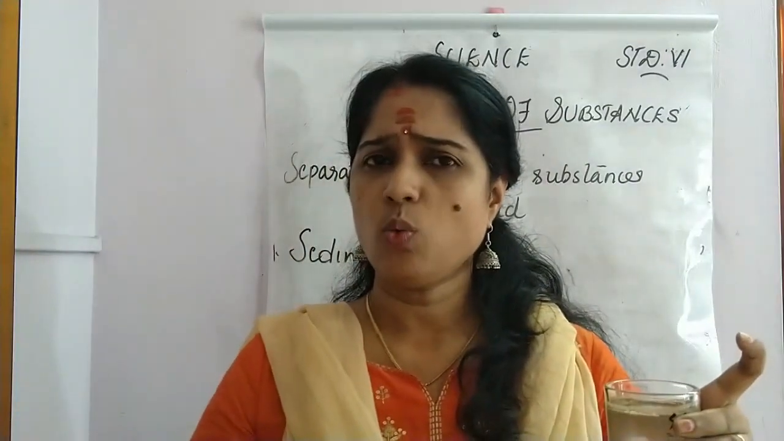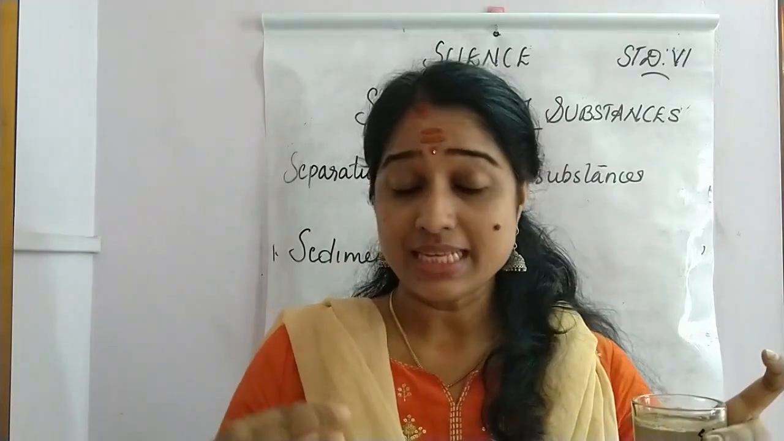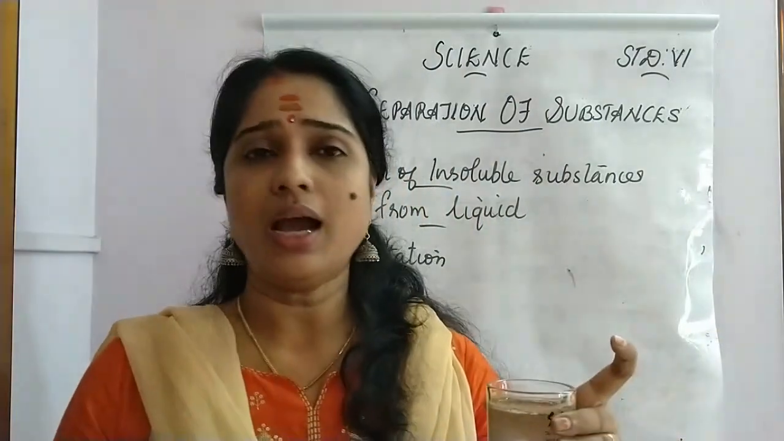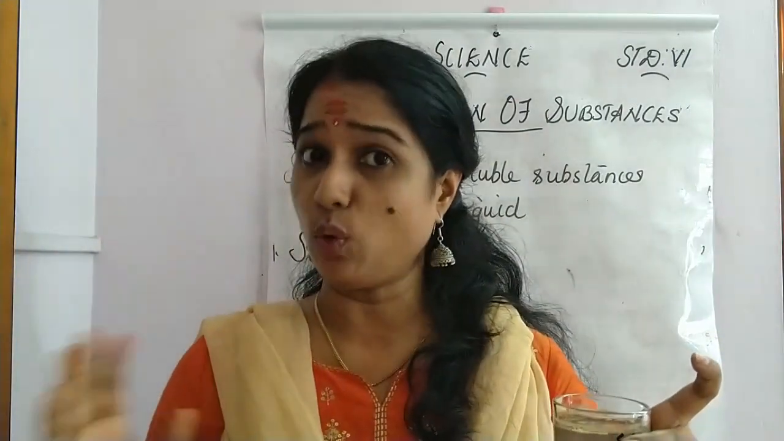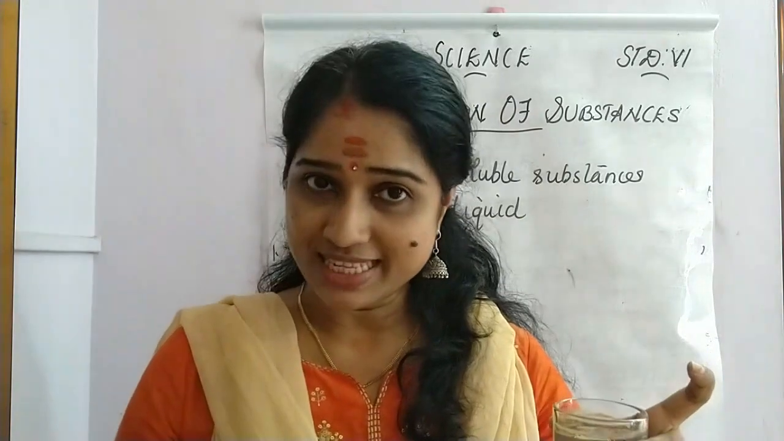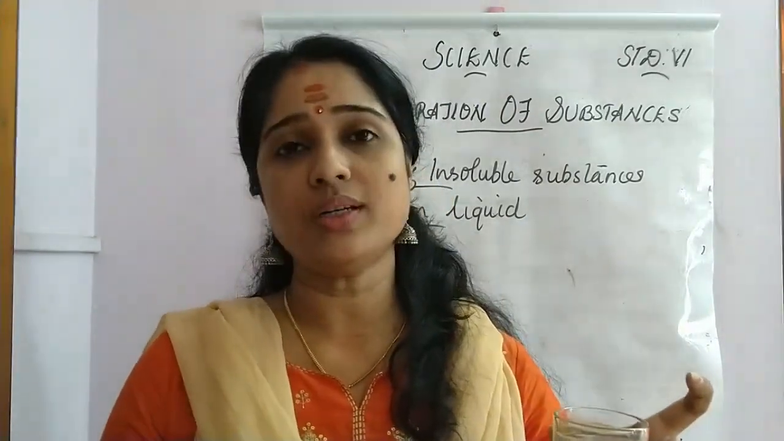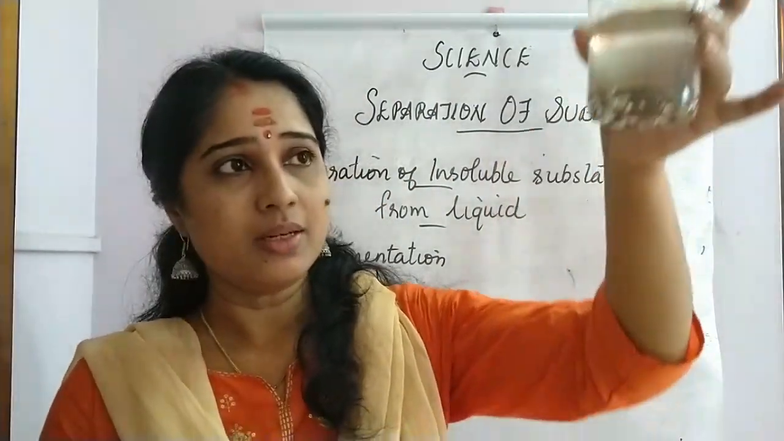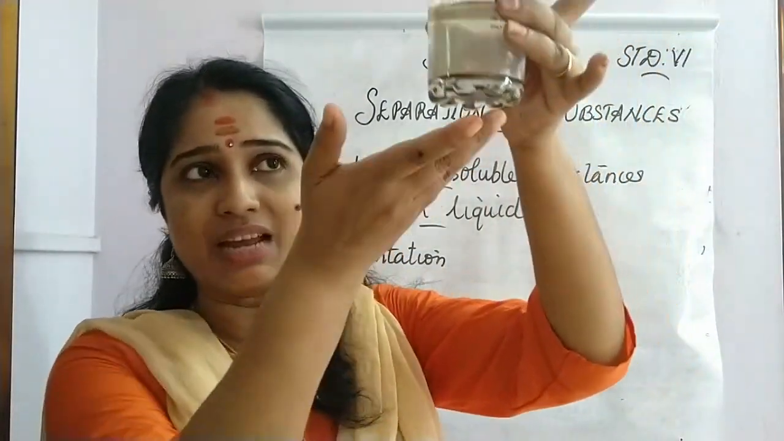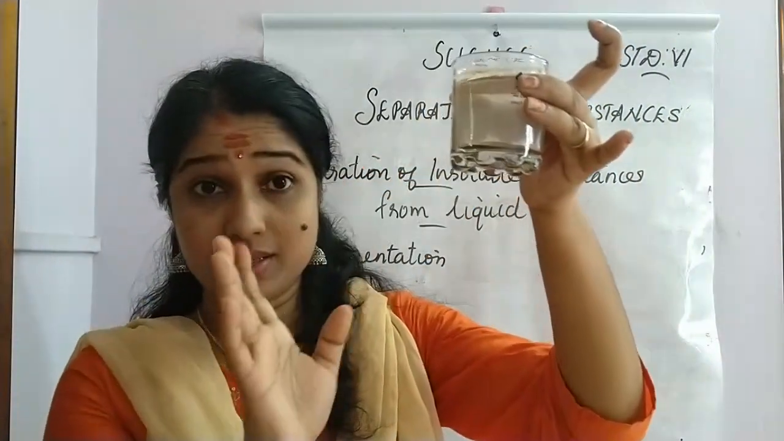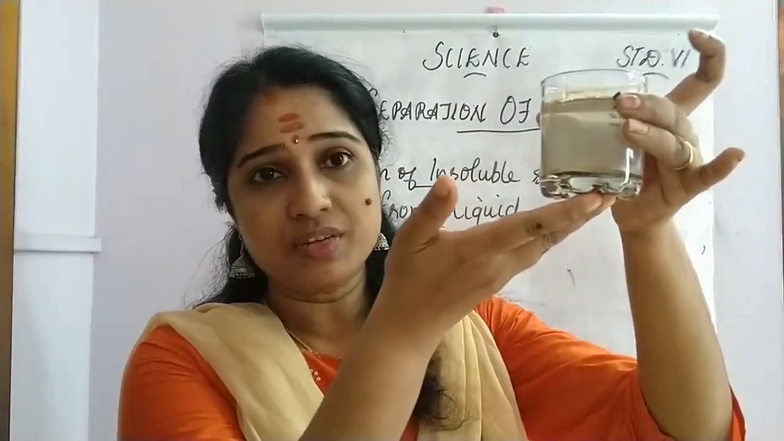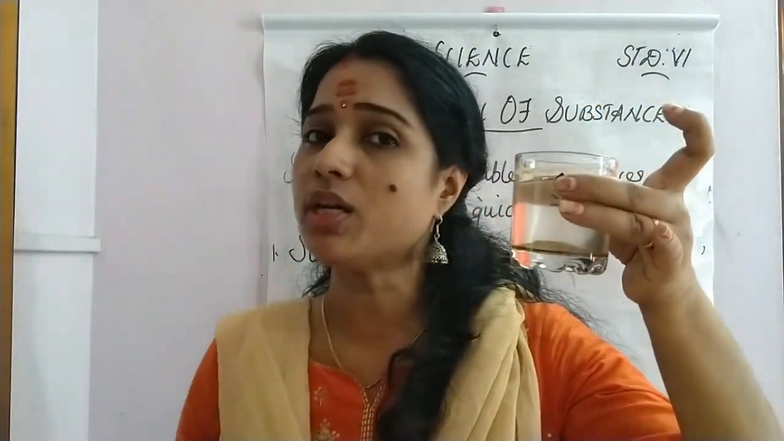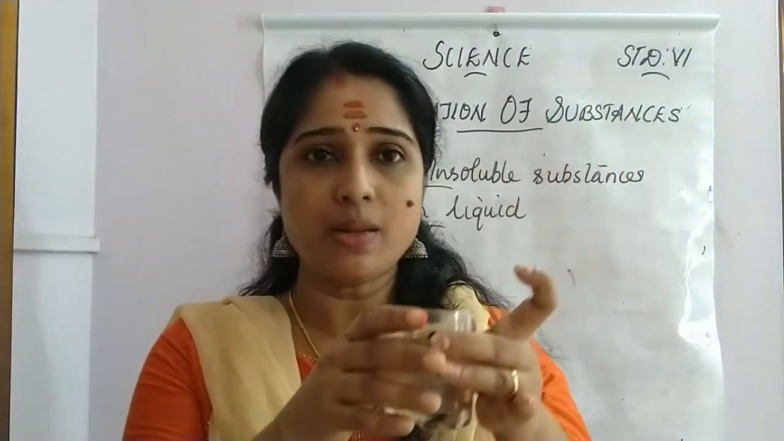Which type of substances sink in water? Substances that are heavier than water sink in water. And what type of substances float on water? Substances that are lighter than water float on the water. Sand is heavier than water, so it sinks, and we can separate the sand from the water. So the first step is what? Sedimentation. The first step of separating an insoluble solid from a liquid is known as sedimentation.